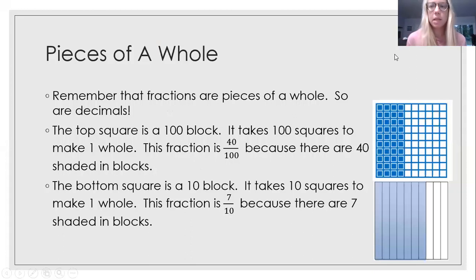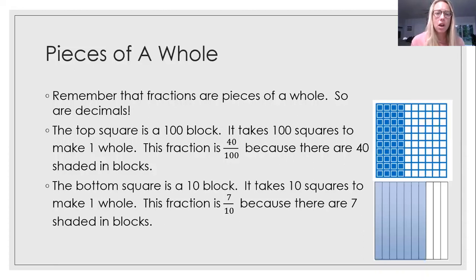Hi guys, so this is going to be a bit longer of a video today than normal because I want to make sure we really understand this before we move on. So we're going to talk a little bit about tenths and hundredths. And if you remember from our lessons earlier in the year, this is the beginning of our lessons on decimals. So this is fractions, but remember that I said fractions and decimals are very similar. So please pay attention to this presentation so that way you absolutely know everything that you're doing when it comes to decimals. So it's important for you to remember that fractions are pieces of a whole and decimals are too.